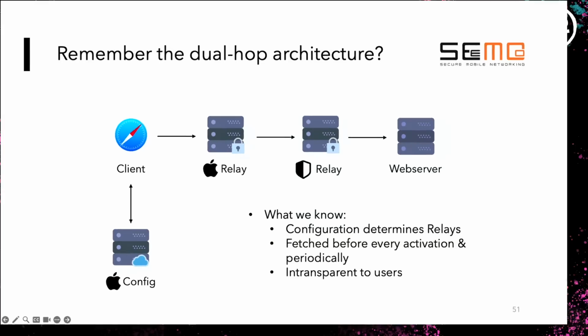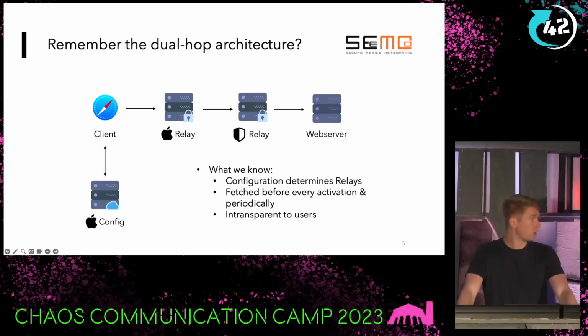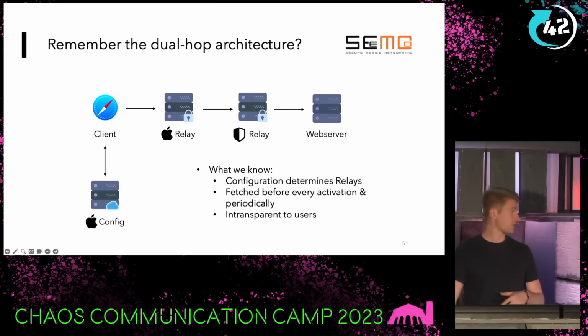So now, with that in mind, let's remember back the dual hop architecture which Private Relay deploys. So what do we know? First, as you saw, the configuration fully determines all available relays and also the combinations. It is fetched before every activation and even periodically without user interaction. It is intransparent to users, so you cannot see to which relays you are connecting to. And also interesting, the account and the device ID.